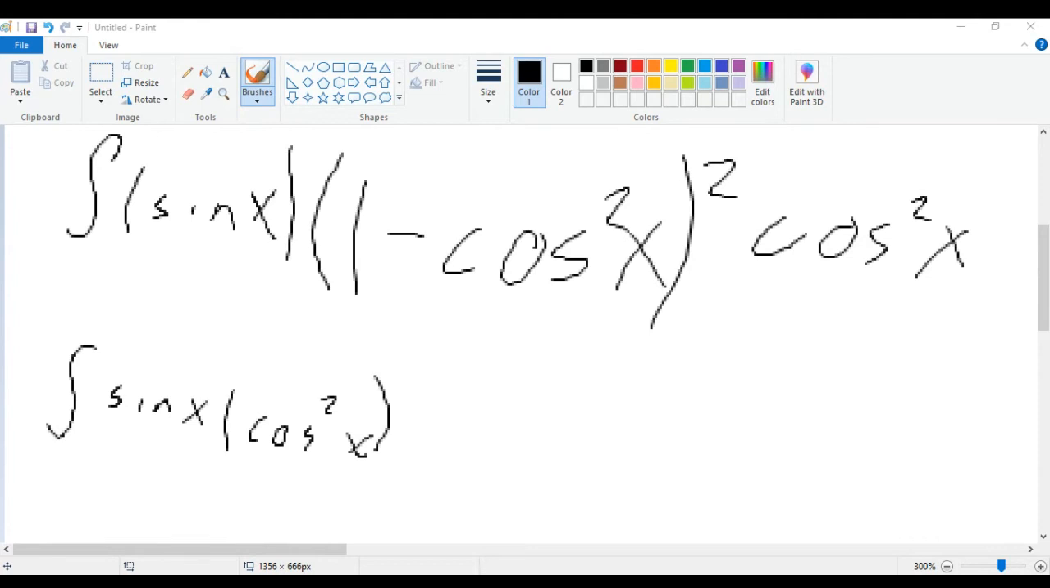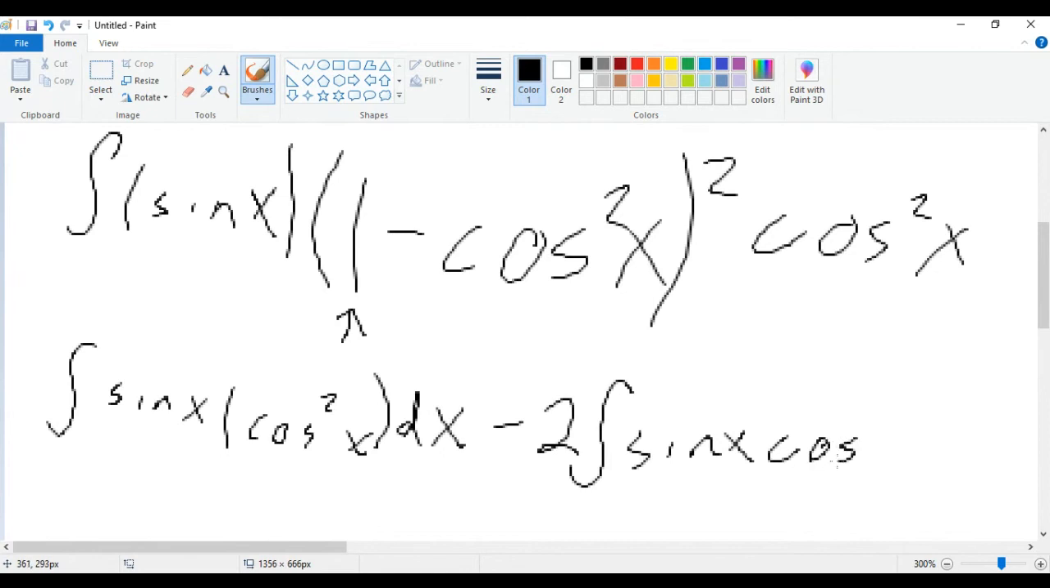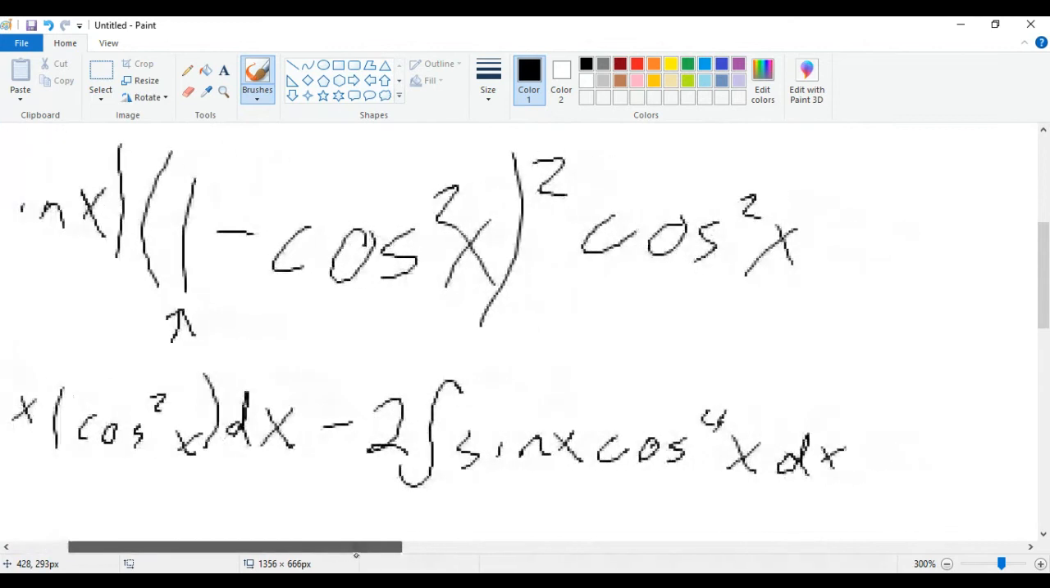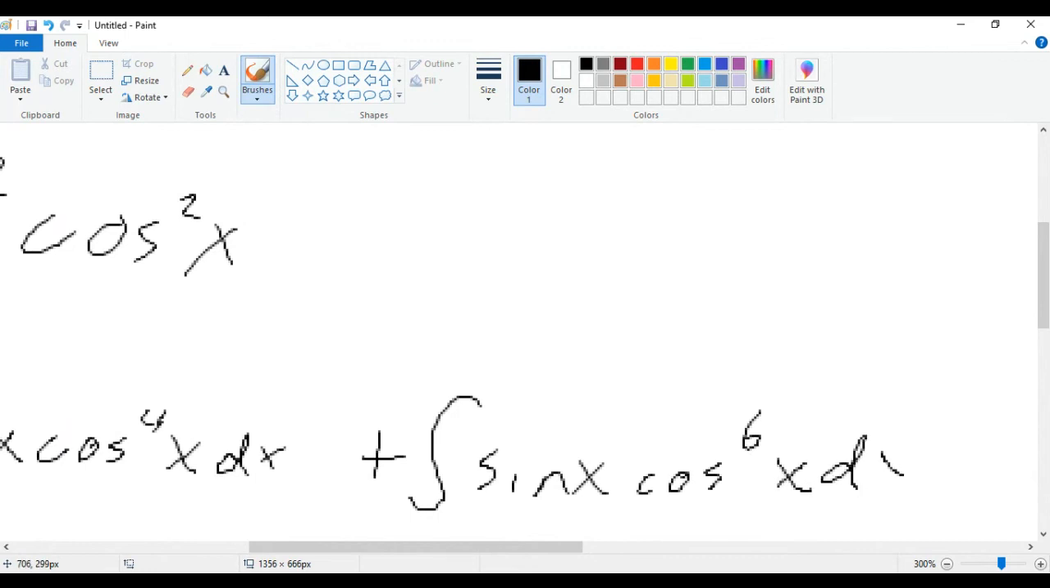So, moving on from here, we have times cosine squared x dx. That would be if we distributed this one to itself, because we've got 1 minus cosine squared times 1 minus cosine squared. Then we would have minus twice the integral of sine of x cosine to the 4th of x dx. And then finally plus the integral sine of x cosine to the 6th of x dx.